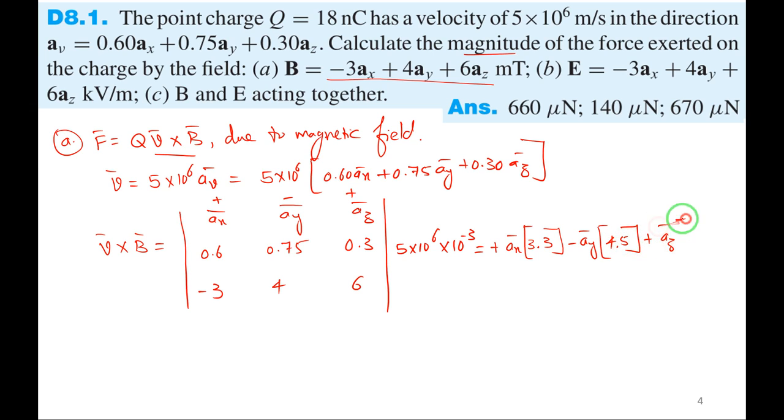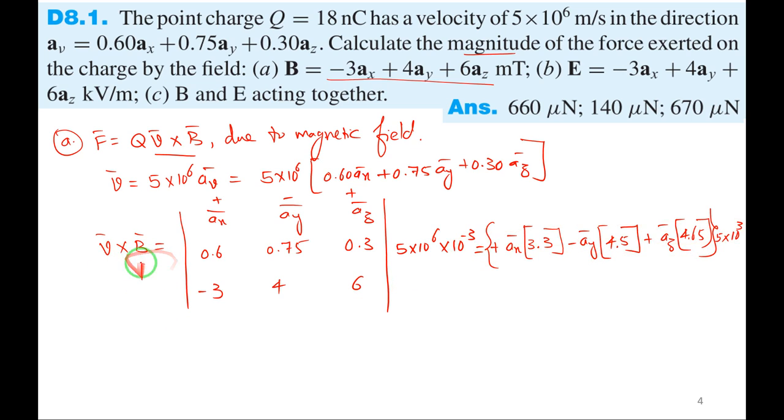AZ into, so leave this column, leave this row. 0.6 into 4, close bracket, minus, the next, minus 3 into 0.75. So I am getting it as 4.65. But this common thing is there, right? So let me write it: 5 into 10 power minus 3, since 6 minus 3 is 3.